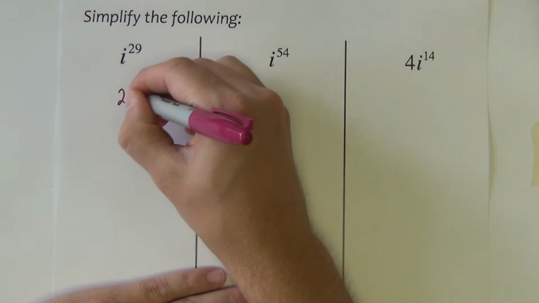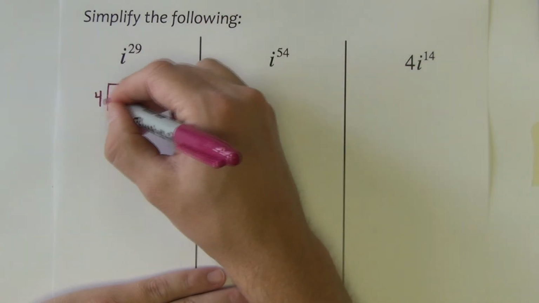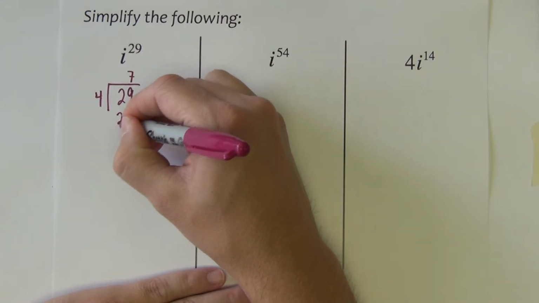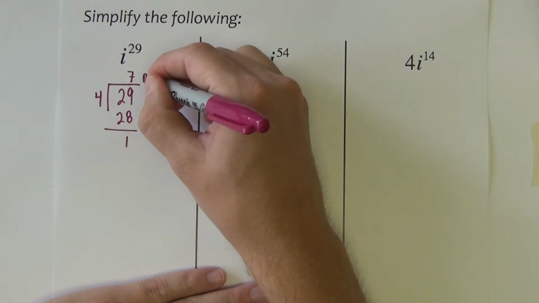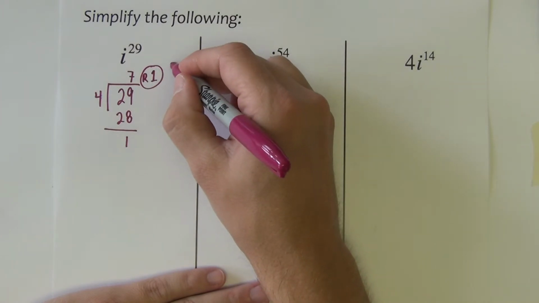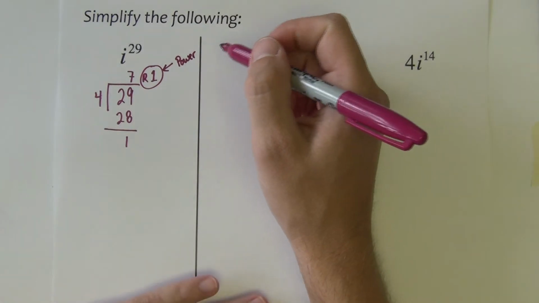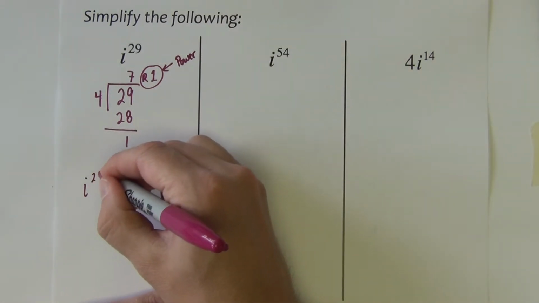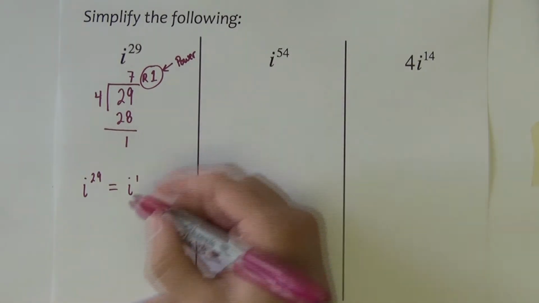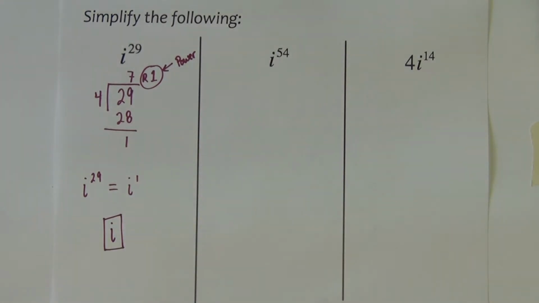The other thing we can do is we can take that power 29 and divide it by 4. 4 goes into 29 7 times with a remainder of 1. It's the remainder that we want. The remainder is the power that we want. So in other words, i to the 29th is the same as i to the 1st. And i to the 1st is just i. So i to the 29th simplifies to just i.